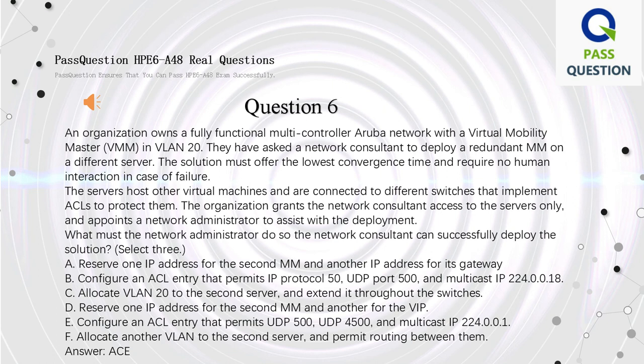D. Reserve one IP address for the SecNM and another for the VIP. E. Configure an ACL entry that permits UDP 500, UDP 4500, and multicast IP 224.0.0.1. F. Allocate another VLAN to the second server, and permit routing between them. Answer: A, C, E.